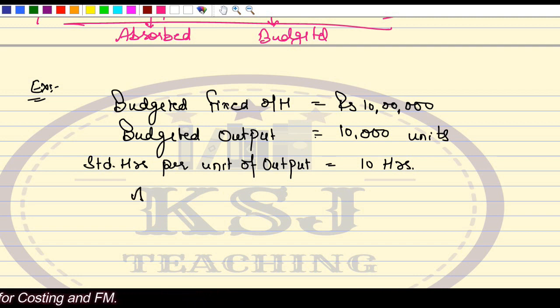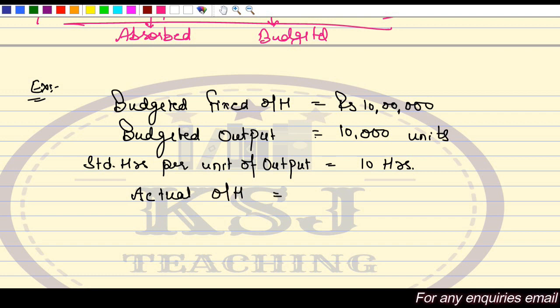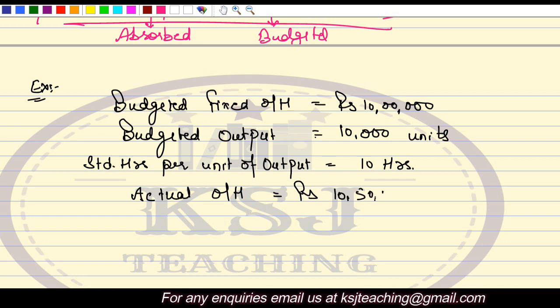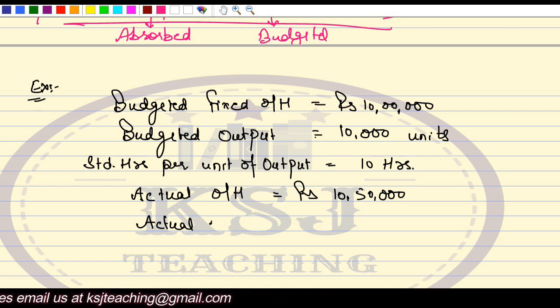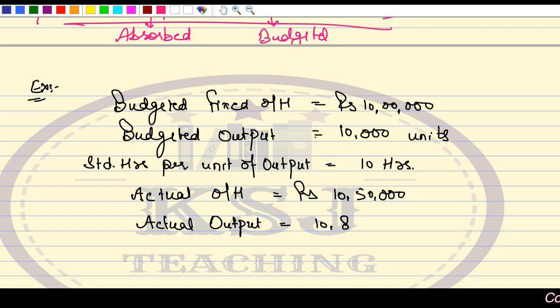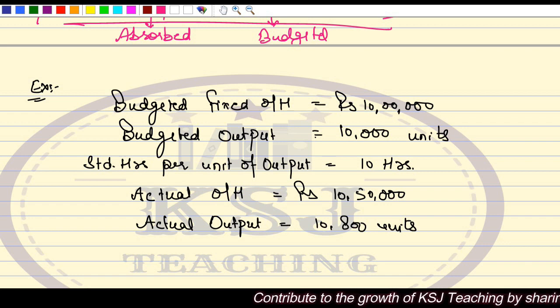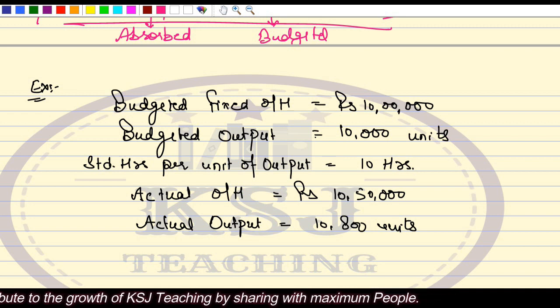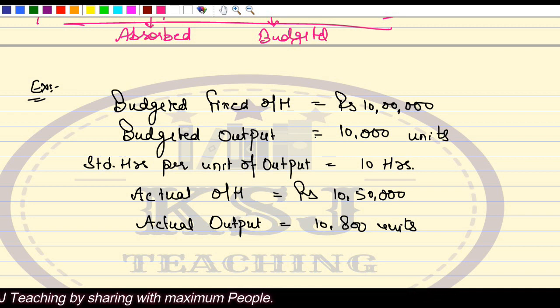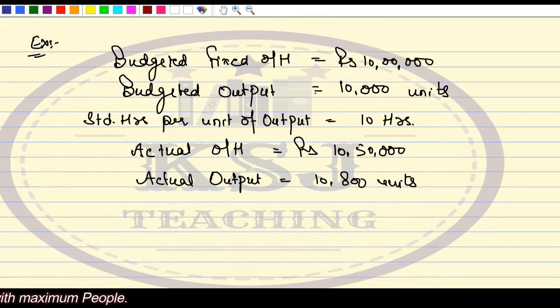Clear? Actual overheads, say rupees 10 lakh 50,000. Actual output is 10,800 units. So this is the question, and you are required to calculate the fixed overhead cost variance, fixed overhead expenditure or the budget variance, and the fixed overhead volume variance. So these three things you need to calculate.